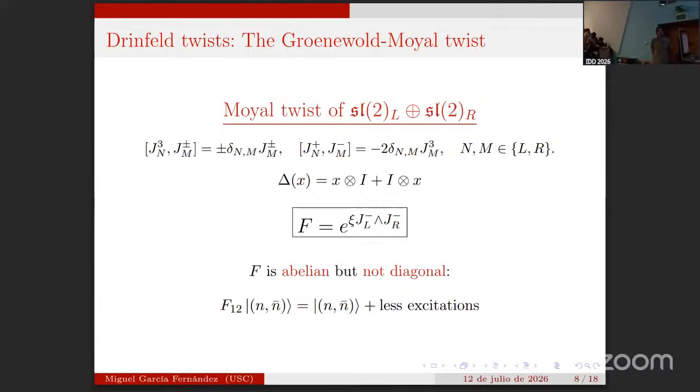Now, this twist is also abelian, and this means that it's based on two generators that commute, in this case J minus left and J minus right. But it's non-trivial because it's not diagonal. And by this, I mean that states with a fixed number of excitations are not eigenstates of the twist. In fact, the action of the twist on some state with a fixed number of excitations produces these tails with fewer and fewer excitations until one of the two, either left or right, reaches zero. Okay, so it's non-trivial.